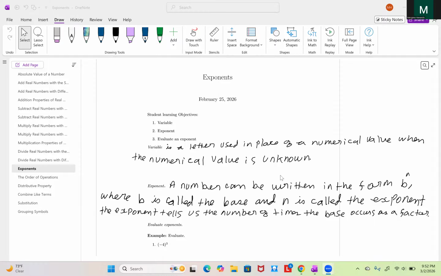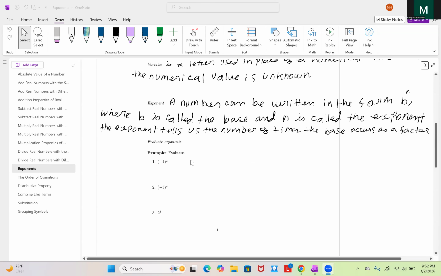A variable is a letter used in place of a numerical value when the numerical value is unknown. An exponent is a number that can be written in the form b to the power of n. It is read as b to the power of n, where b is called the base and n is called the exponent. The exponent tells us the number of times the base occurs as a factor.